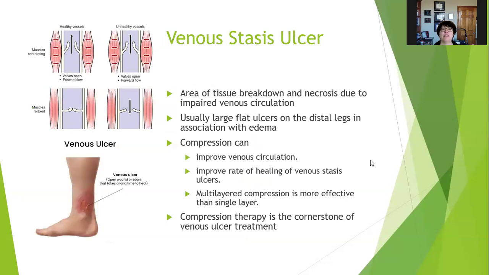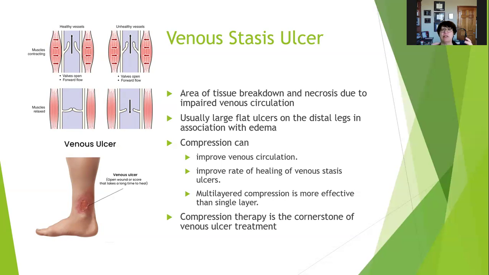So if somebody has a venous stasis ulcer, this is often a time when we might use compression therapy. An area of tissue breakdown and necrosis due to impaired venous circulation. So we have those valves that won't close, so we get that backflow. Usually venous ulcers are large flat ulcers on the distal legs in association with edema. And in the next year, we'll talk about wound care, and we will talk about venous ulcers versus arterial ulcers and the different treatment that we do for them.